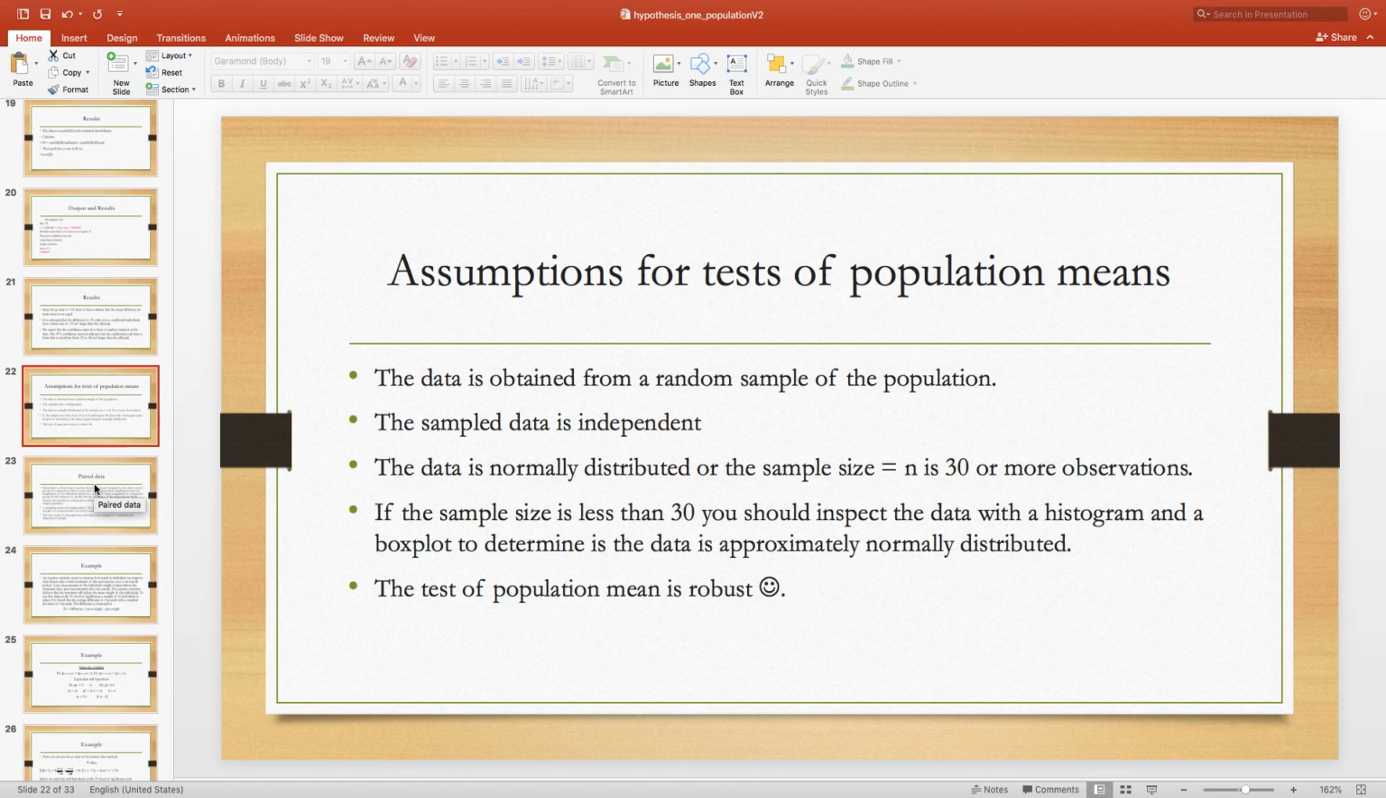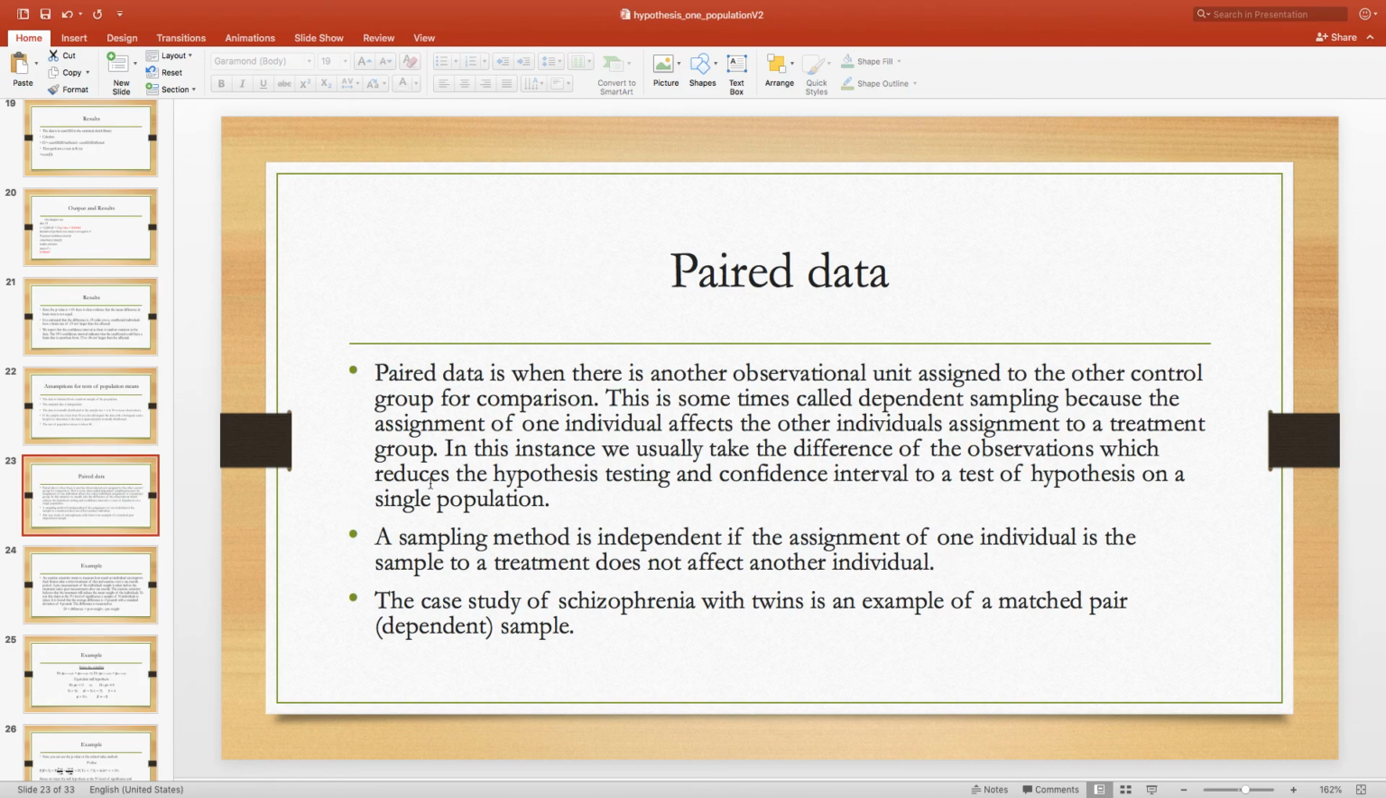Now, let's talk a little bit more about paired data. Paired data is when one observational unit assigned to a different treatment or control group affects the other one, and there's a natural pairing. This is sometimes called dependent sampling because the assignment of one individual affects the other's assignment. So if I have two individuals that are similar, I'll send one to a treatment group and one to a placebo group to compare. In this instance, we usually take the difference of the observations, and it reduces to a hypothesis test on the mean difference. It's considered a single population.